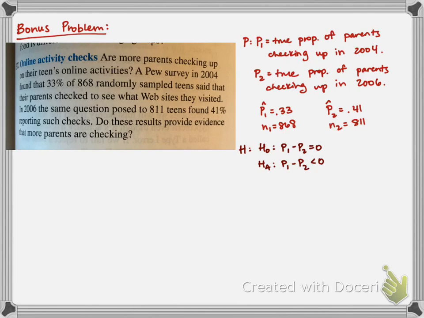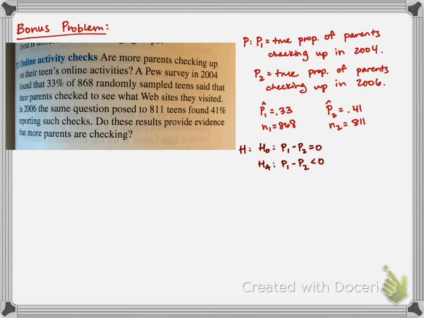difference negative. Now, if you set your things up the other way, if you made your P1 2006 and your P2 2004, then it would be a greater than 0. So it kind of depends how you set this up. The wording is tricky because it's saying more, but really my alternative hypothesis would be less if I think about what that difference would be.